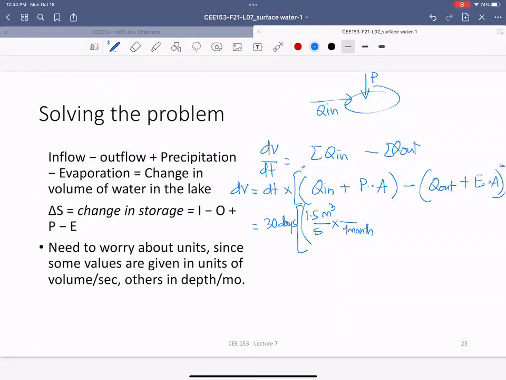Let's write it. So 1 month is 30 days. Then 1 day is 24 hours. And 1 hour is 60 minutes. Each minute is 60 seconds. So that's Q in. That's the amount of flow rate or the volume of water coming in per month.